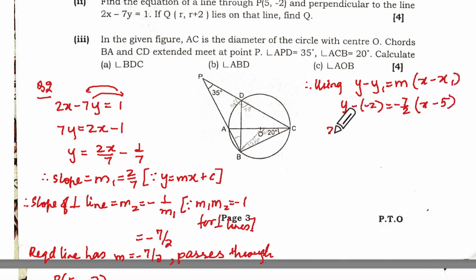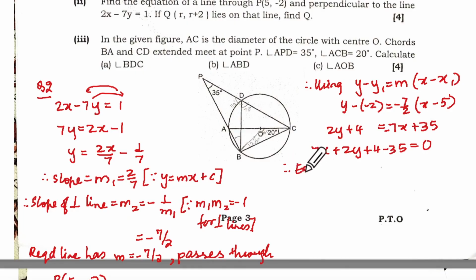Cross multiply: 2y plus 4 equal to minus 7x plus 35. So 7x plus 2y plus 4 minus 35. Therefore, equation of required line, put colon and write 7x plus 2y minus 31 equal to 0.